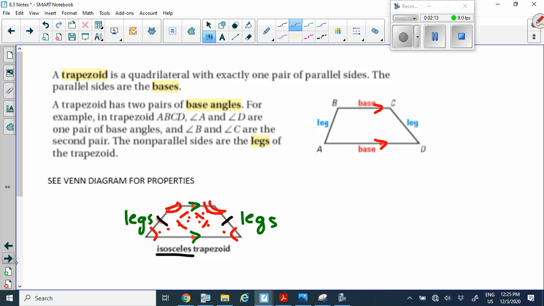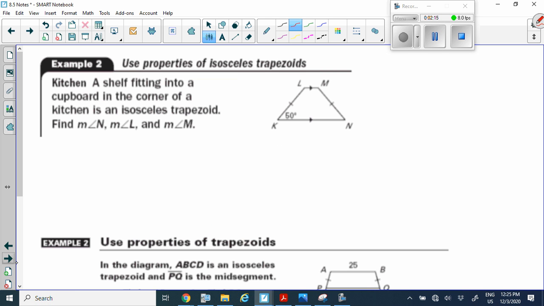Okay, now let's go ahead and do our first example. We're going to use the properties of an isosceles trapezoid. So here it says a shelf fitting into a cupboard in the corner of a kitchen, which actually I have something shaped like this in my house. That's interesting. In the corner of a kitchen is an isosceles trapezoid. So remember, that means the sides or the legs are congruent. That also means that the base angles, so K and N are congruent, and then M and L are congruent, okay? Now we don't really need to worry about the diagonals because all we're really finding are the angles.